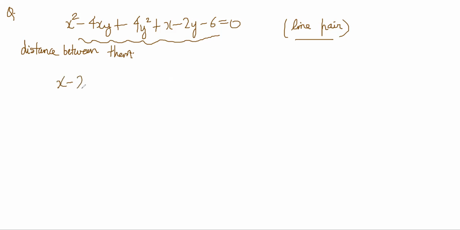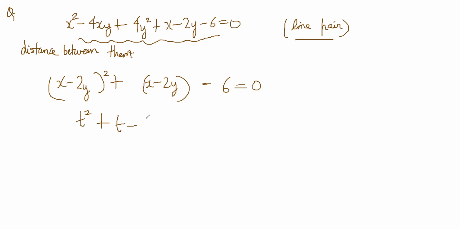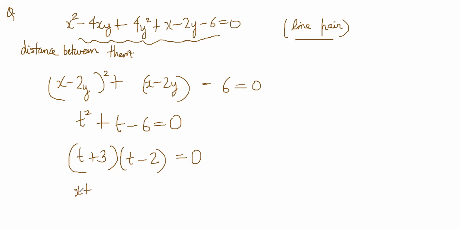One thing is x minus 2y whole square plus x minus 2y minus 6 is equal to 0. So this is t square plus t minus 6 is equal to 0. This is t plus 3 times t minus 2. So the equations are x minus 2y plus 3 and x minus 2y minus 2.